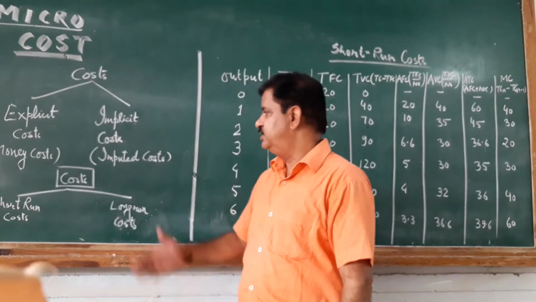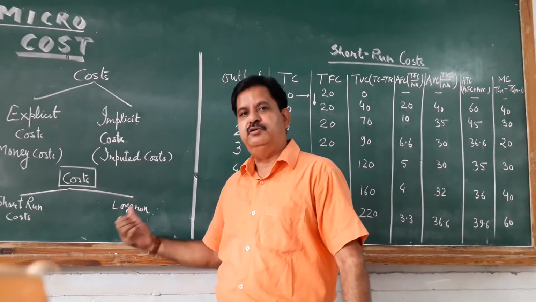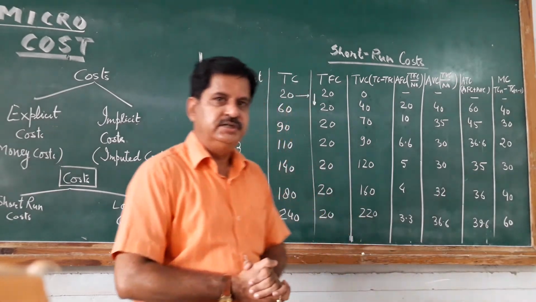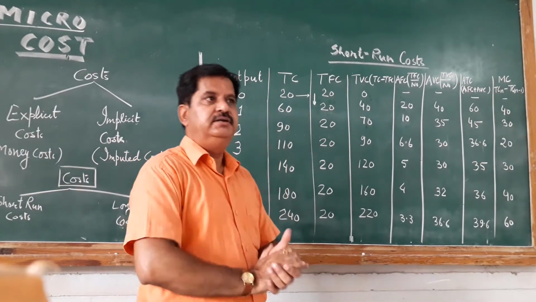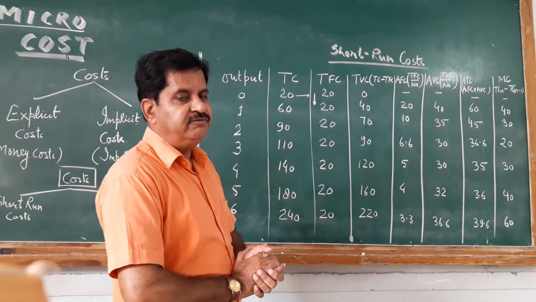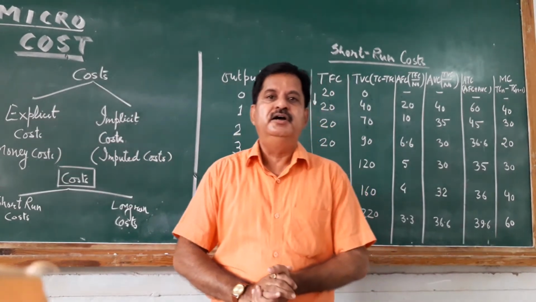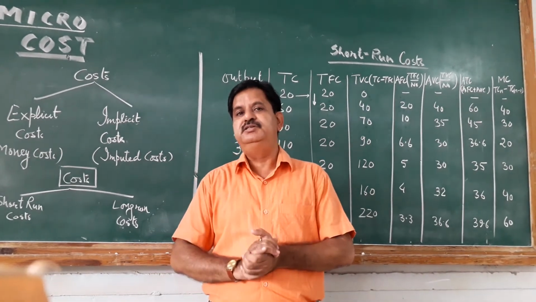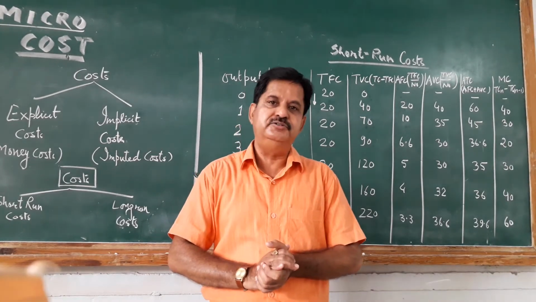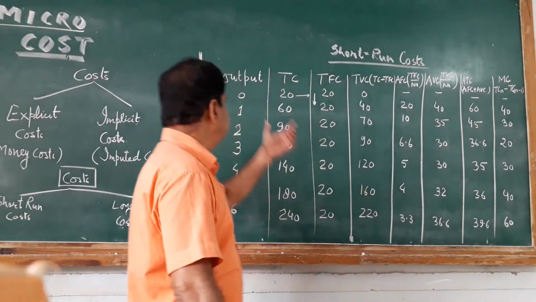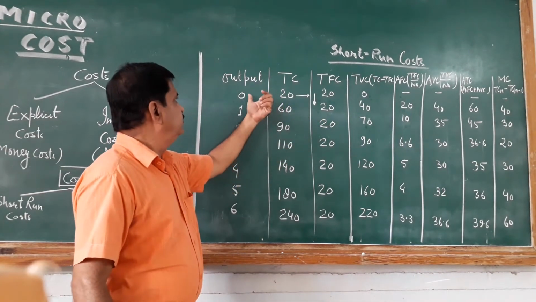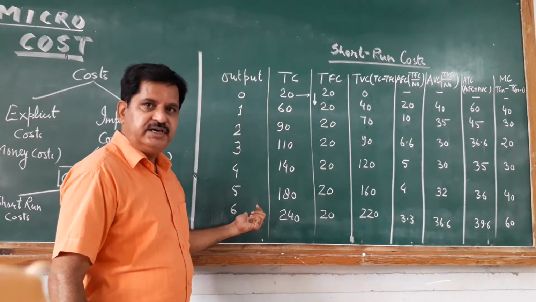Other ways of classifying the costs are short-term costs and long-term costs. In this chapter, we are going to study only the short-term costs. Short-term, as you have read in the previous chapter on the law of variable proportion: in the short term, the fixed factors cannot be changed, and only the variable factors can be increased to increase the production and decreased to decrease the production. So you see here, with this example you can make it clear. The output we are increasing.